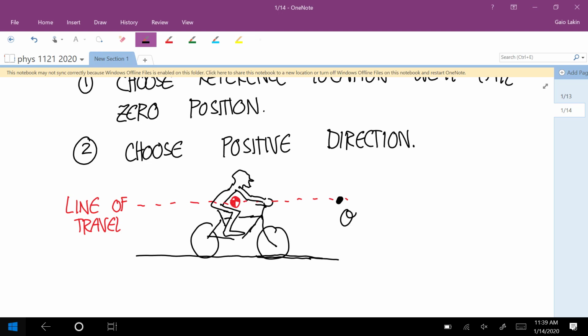And then we have to choose a positive direction. There's only 2 choices of direction. It's along that line of travel. And we could choose either one. Let's say that we choose the positive direction to be this way. Now that we've chosen that, we can just measure the distance from the 0 position, that reference, to where the person is. Let's say that that's, what does that look like? 2.5 meters.